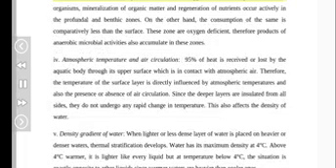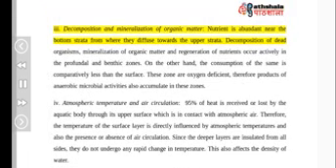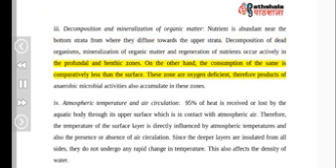3. Decomposition and mineralization of organic matter. Nutrients are abundant near the bottom strata, from where they diffuse towards the upper strata. Decomposition of dead organisms, mineralization of organic matter and regeneration of nutrients occur actively in the profundal and benthic zones. On the other hand, the consumption of the same is comparatively less than at the surface. These zones are oxygen deficient, therefore products of anaerobic microbial activities also accumulate in these zones.